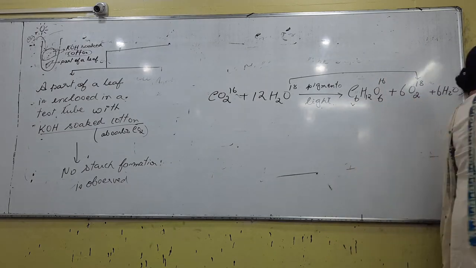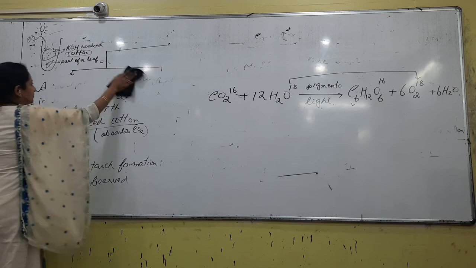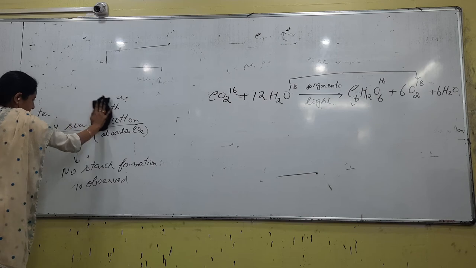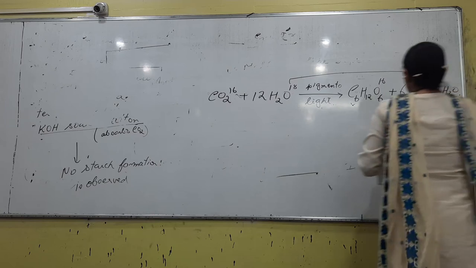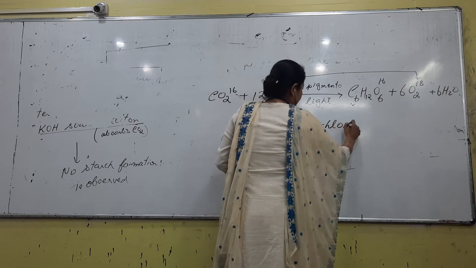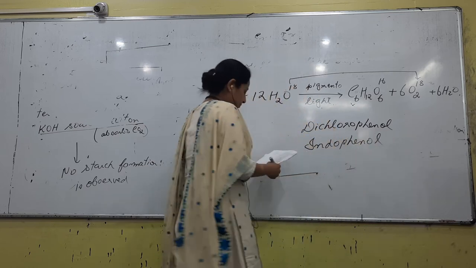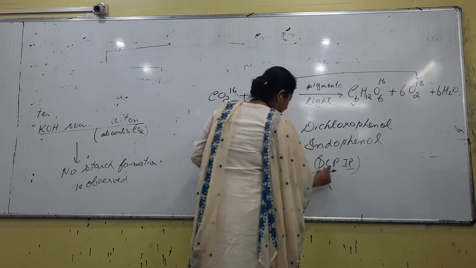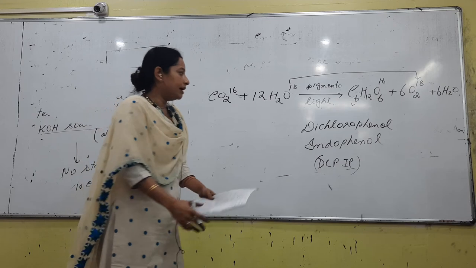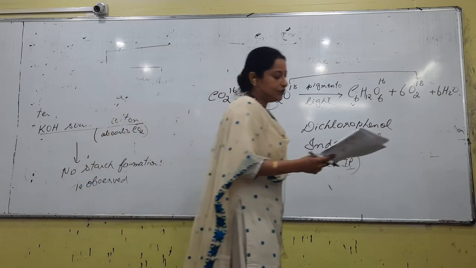Next, we'll be talking about photosynthetic requirements. This is something that we are going to write down. DCPIP, dichlorophenol indophenol. DCP, dichlorophenol, IP, indophenol. A maximum of questions has been asked about this only. There is a question like: identify the Hill reagent. Nothing in detail, only the name you need to remember.